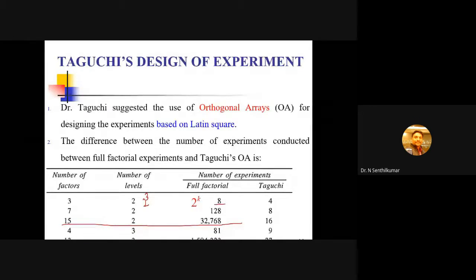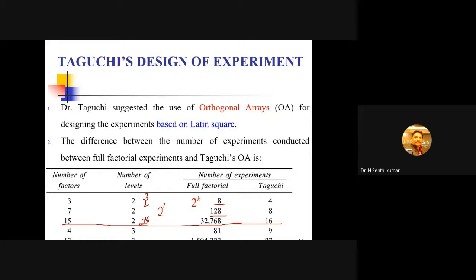In the second case, it is 2 power 7. So that is 128. And in the third case, 2 power 15. So that is 32,000 something. But in this case, you can see, where is this 32,000? Where is this 16? So this drastic reduction of experiments is possible with the Taguchi's technique.